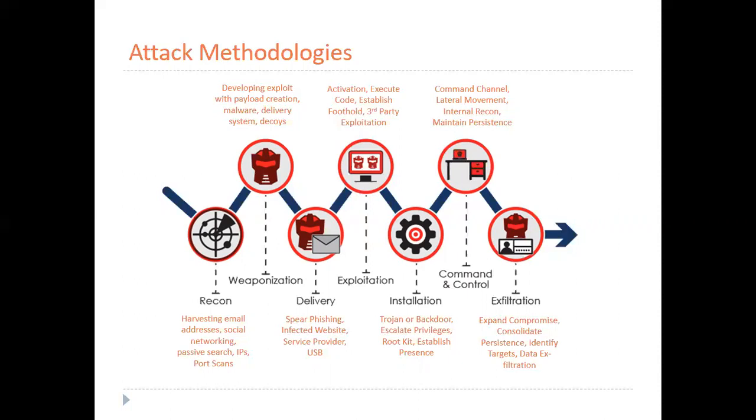Then from the first step, they move to the second step, which is called weaponization. Now you have the information about your target, and you decide how you are going to attack them. What is the tool you need? It's like deciding whether to use an arrow or a gun. Similarly, in cyber security, they can develop an exploit with payload creation, or use an existing malware, and use some kind of delivery system, some decoys.